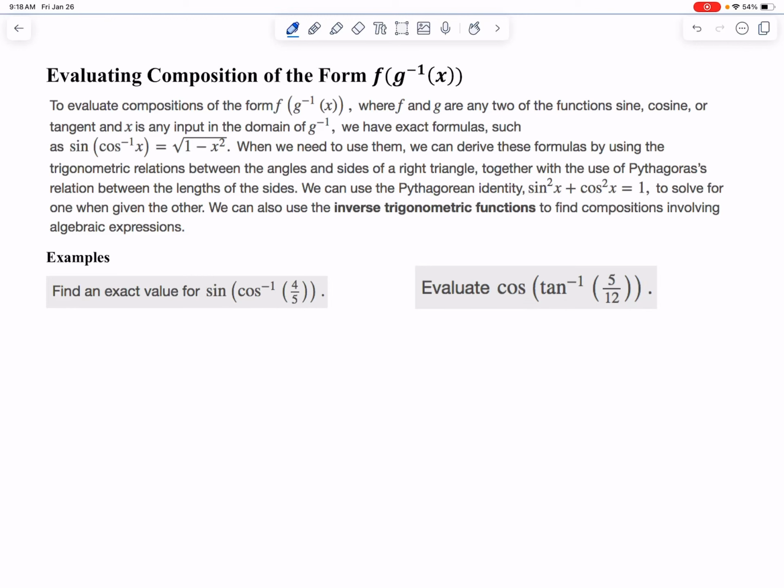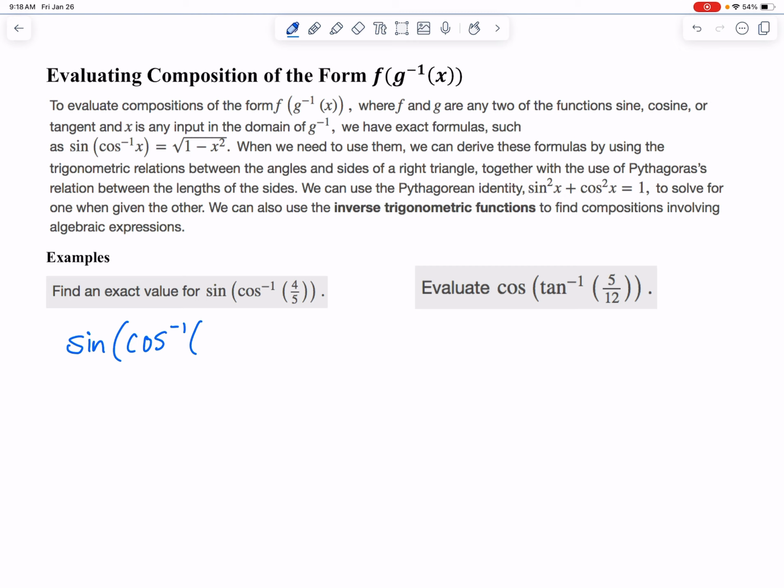In this video, we are going to work on evaluating composition functions that have two different trig functions involved, meaning like the last video was sine and sine, cosine and cosine, tangent and tangent with the inverses. Now we're going to mix them up. All right, so let me show you. These are done a bit different than the last. So I'm going to write the problem real quick.